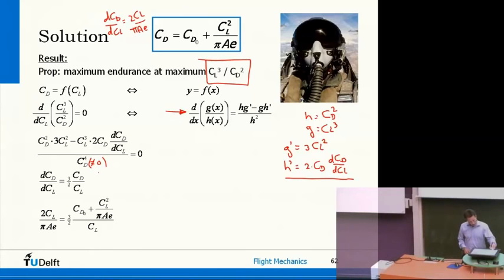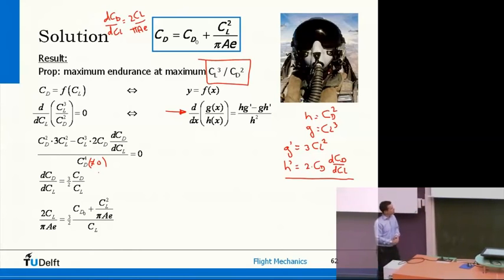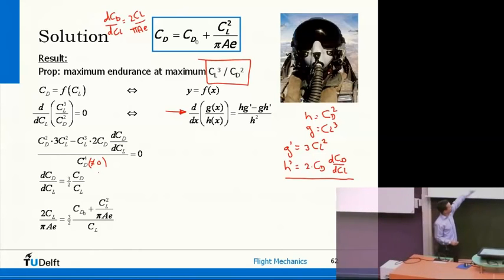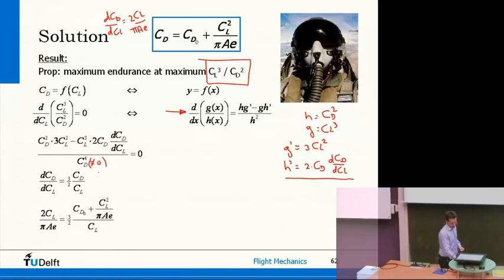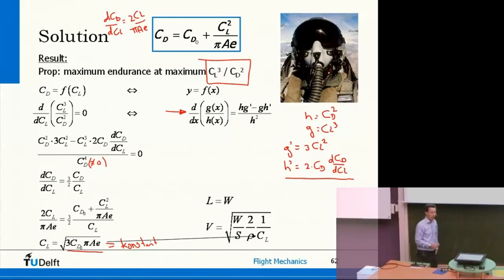Now that is constant, because all the parameters in the equation are constant. This is all given for a given aircraft. And if you know CL, you can calculate airspeed. Are there any questions about this so far?